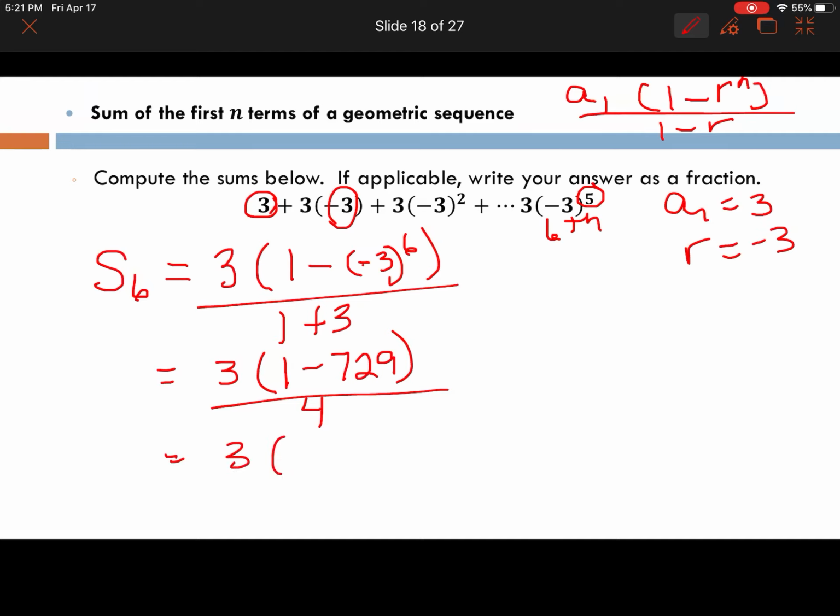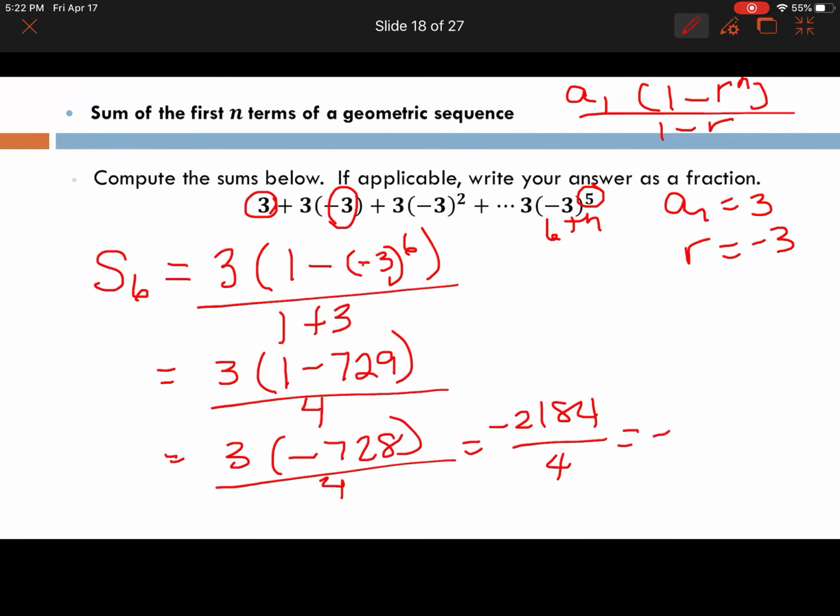So that will be 3 times negative 728 over 4. And when we plug that in, we've got negative 728 times 3. The top is negative 2184. And we divide that by 4, and that will be negative 546. So is that okay to have a negative?